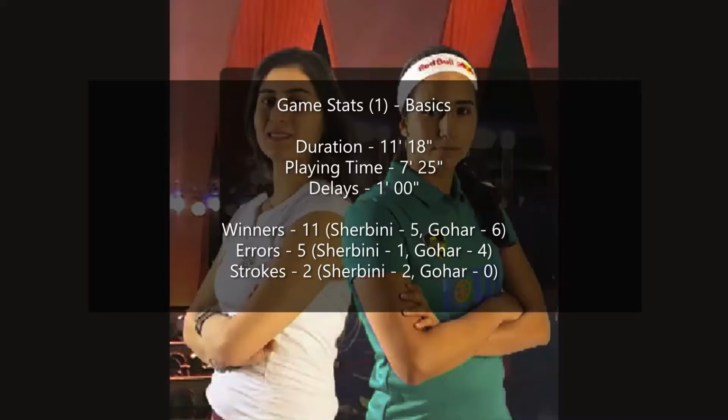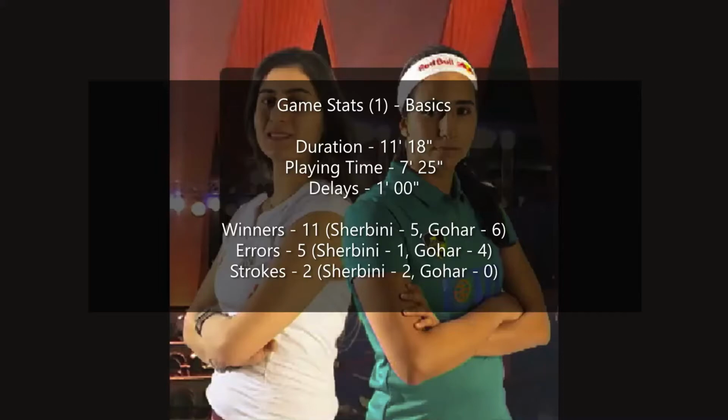The duration of the game was 11 minutes and 18 seconds. However, the playing time was 7 minutes and 25 seconds, and there was also a delay of 1 minute early on in the game. The number of winners in total were 11. Sherbini had 5 and Gohar had 6.